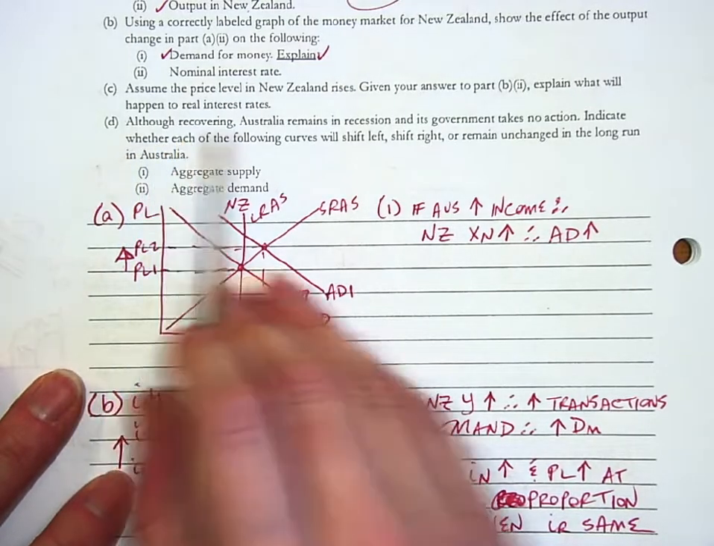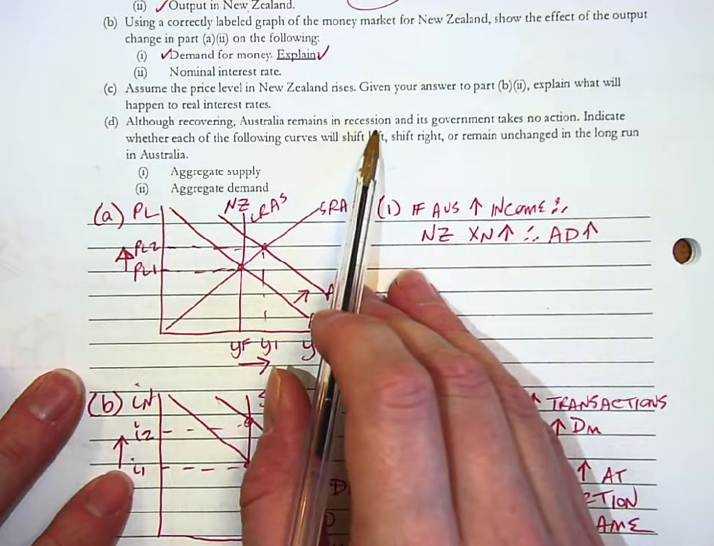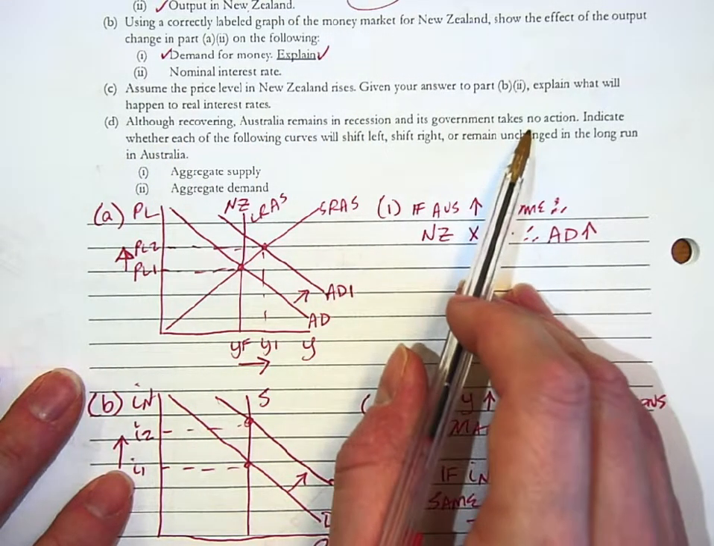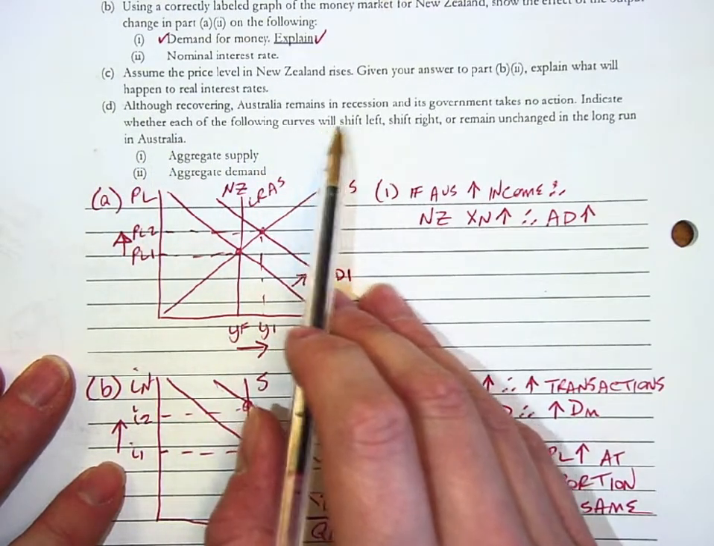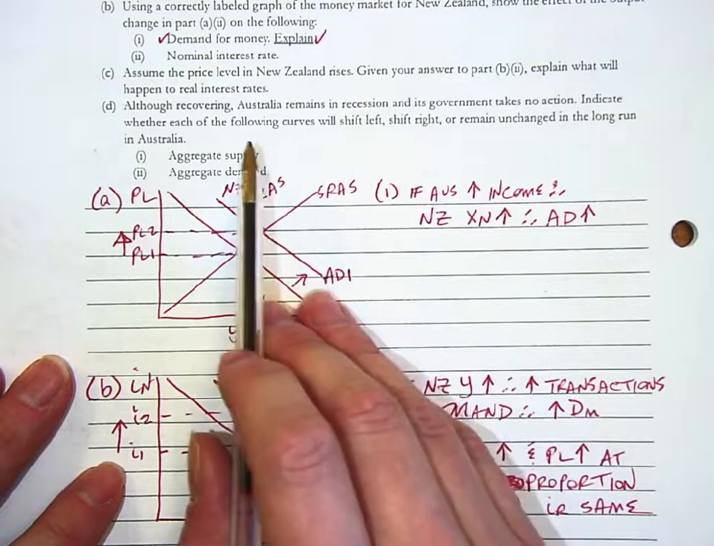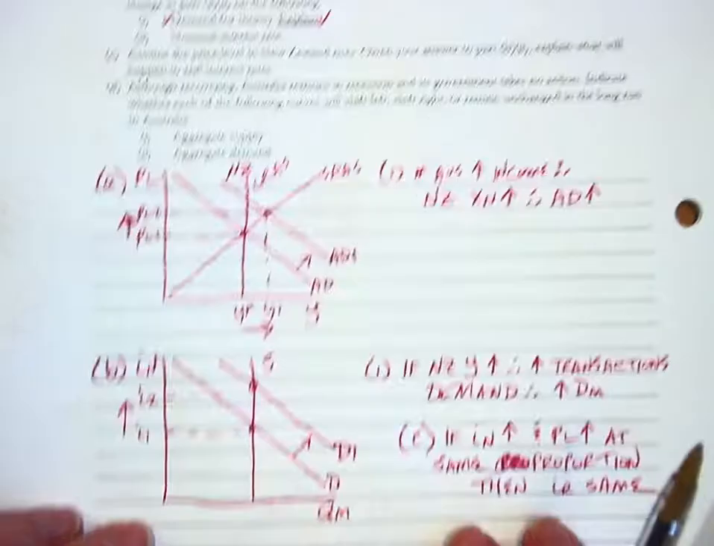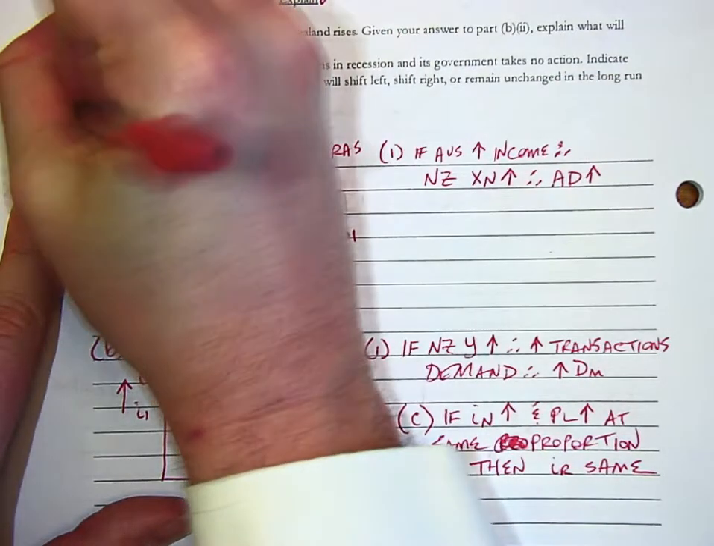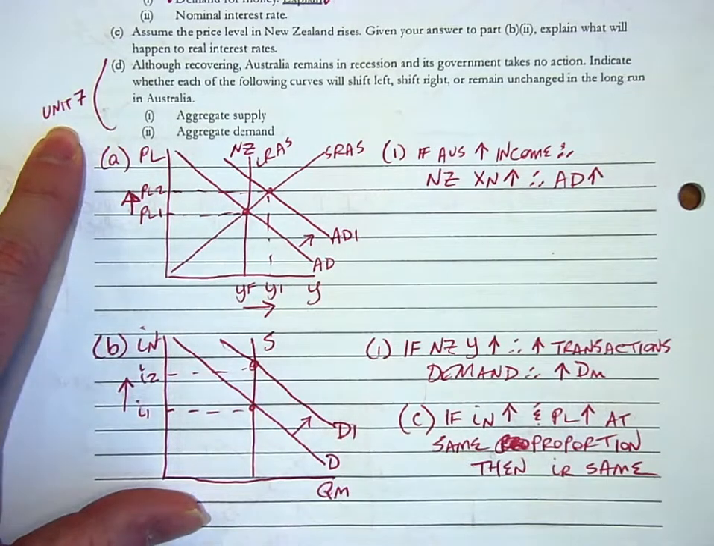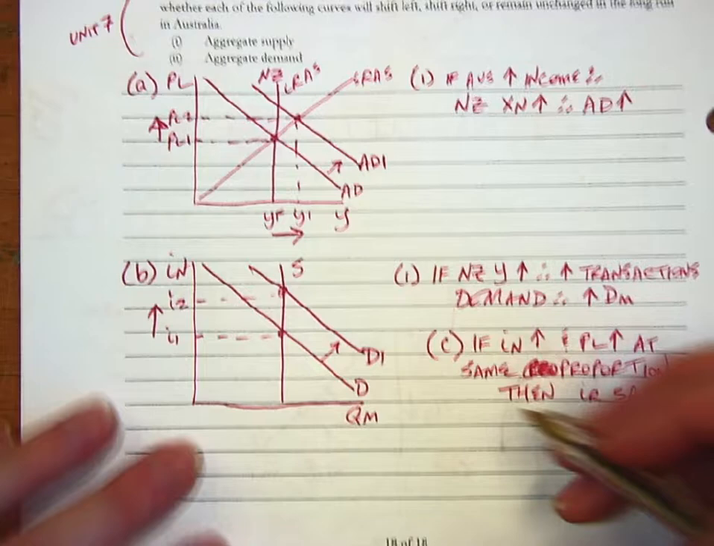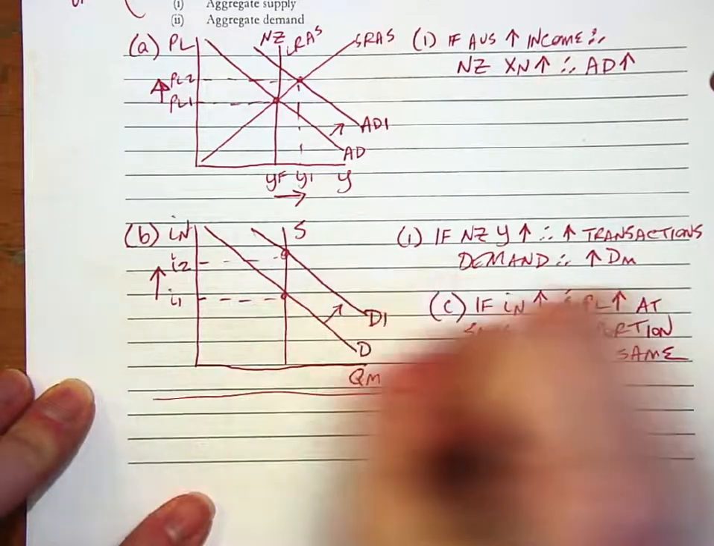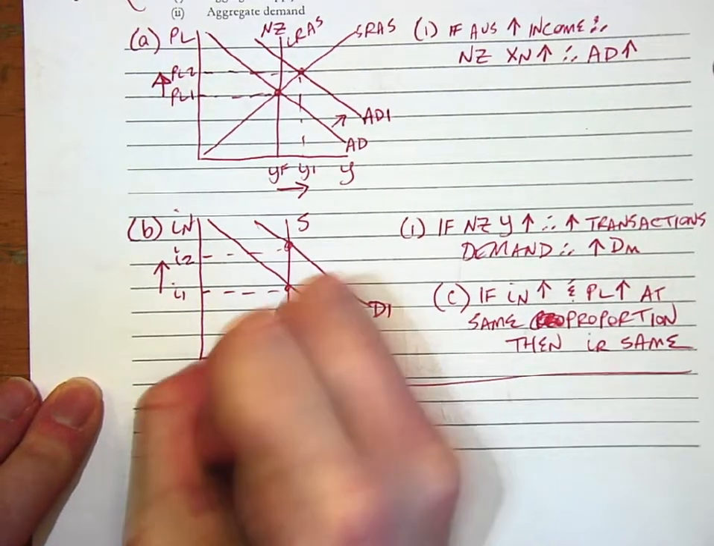D, although recovering, Australia remains in recession and its government takes no action. All right, fine, Australia, don't. Indicate whether each of the following curves will shift left, shift right, or remain unchanged in the long run: aggregate supply and aggregate demand. So this is testing your knowledge of stuff from Unit 7. This is Unit 7, and it's the self-correction of the economy out of a recession.